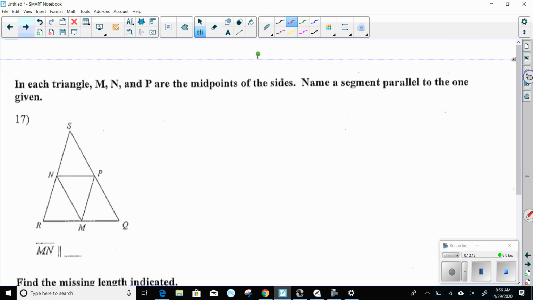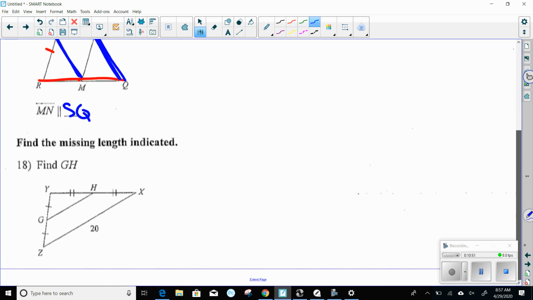Okay, medians. It says M, N, and P are the midpoints of the sides. So we know this is a midpoint. That makes that a median right there. Okay, that's a midpoint. That's a midpoint. The two things we talked about: the mid-segment is parallel to the third side. So MN, oops, that was the wrong one. Sorry, let's do that again. MN is this one right here. It would be parallel to the third side, which is this one over here. So it would be parallel to SQ. The other thing we talked about is that it has to be half of that third side.